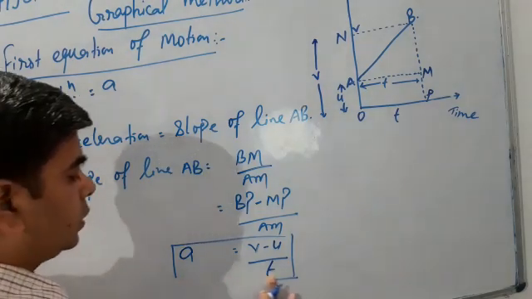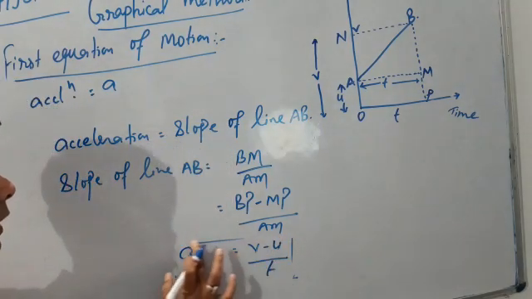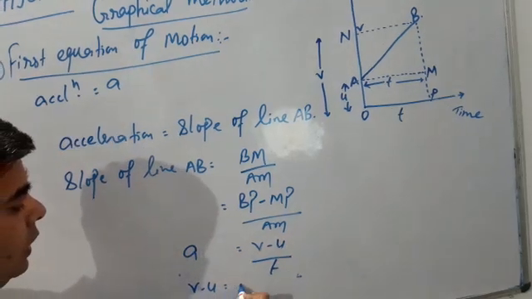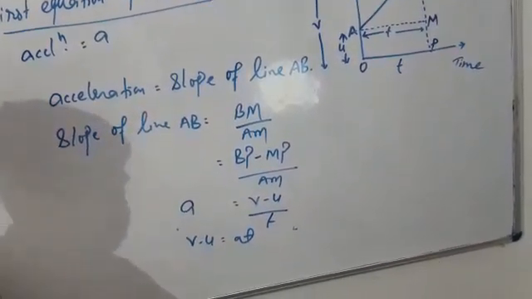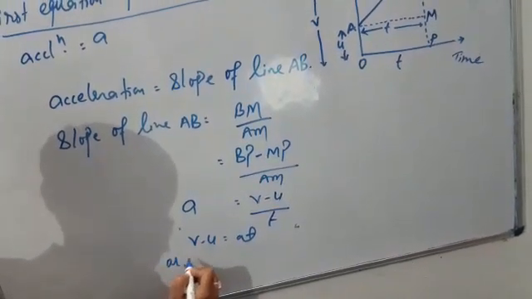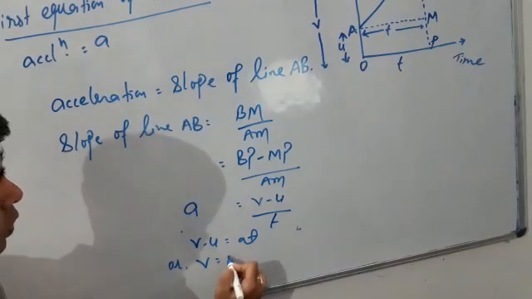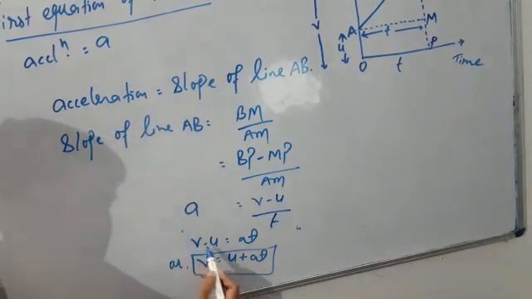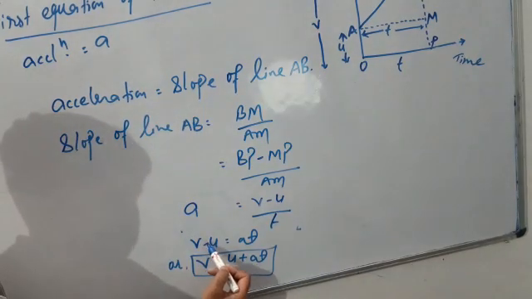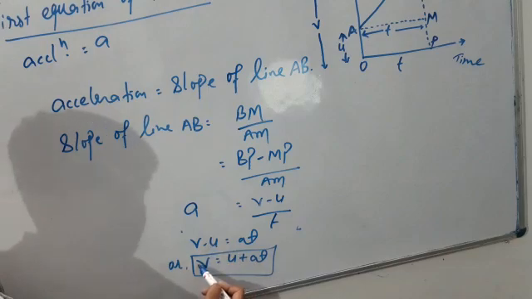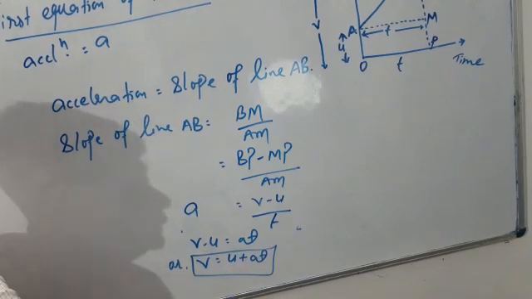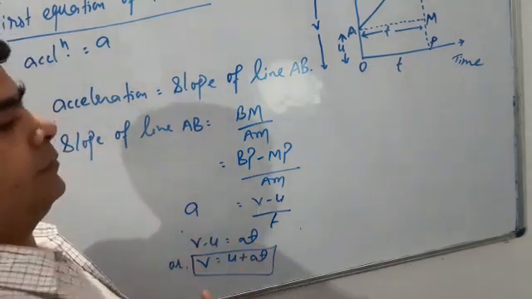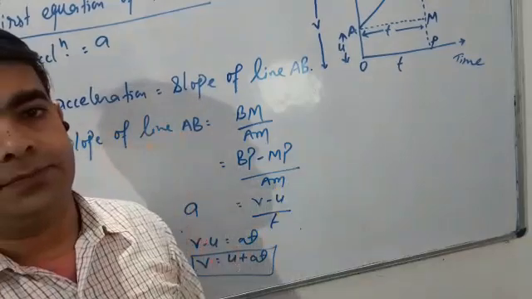Now if we cross multiply, then we can write V minus U is equal to AT, or V is equal to U plus AT. Here I have changed the side of U, so we can write V is equal to U plus AT. So this is the first equation of motion which I have derived graphically. Thank you.